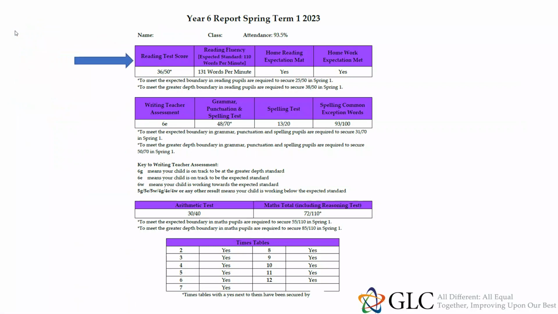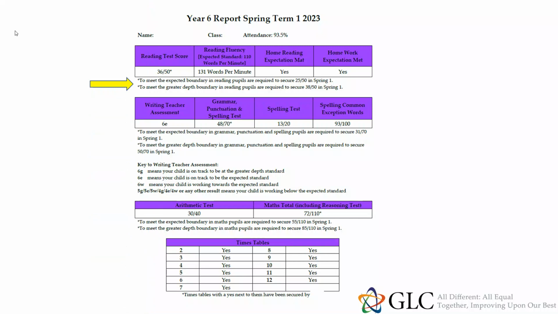The first four boxes show your child's attainment in reading and their engagement with at-home learning. Each term, the children take a reading comprehension test. You can see here that the test was out of a total of 50 marks, and this child scored 36. It is important to note the information underneath the table. This will help you to understand how well your child is progressing.